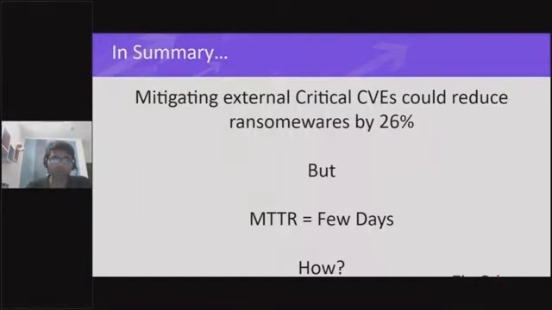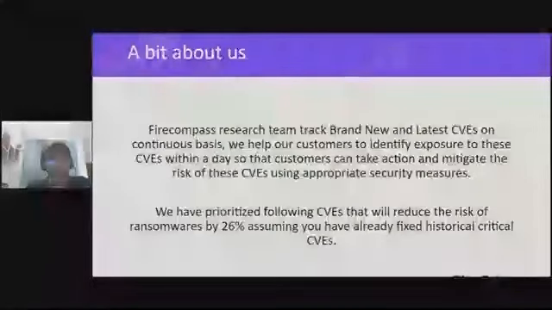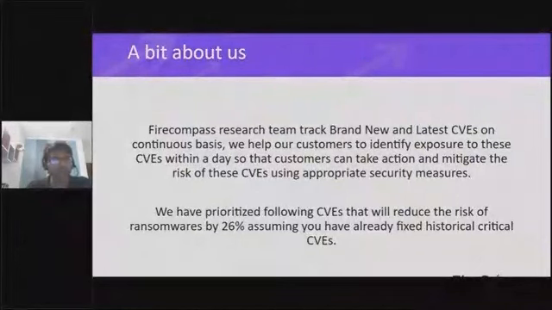Before going into details on how, I just want to talk about FireCompass and give a background about ourselves. The FireCompass research team, by the way, tracks brand new, latest CVEs on a continuous basis. Whenever a new vulnerability is added to the NVD database, we track and analyze it, and then we help our customers identify exposure to these CVEs within a day, so that customers can take action and mitigate the risk using appropriate security measures.